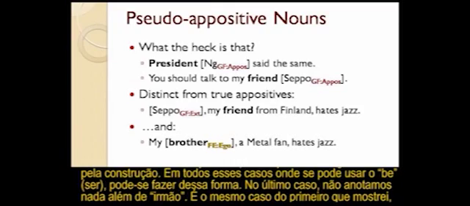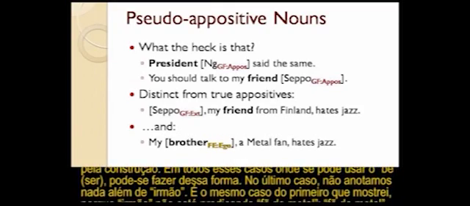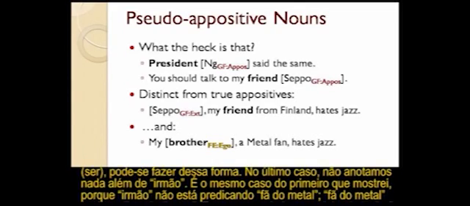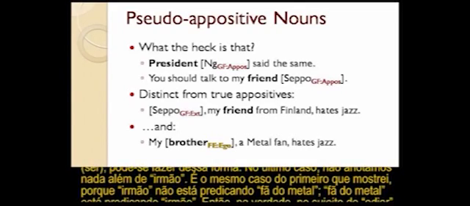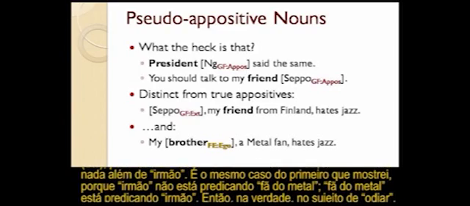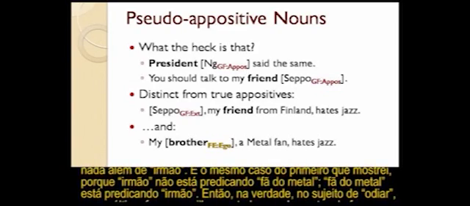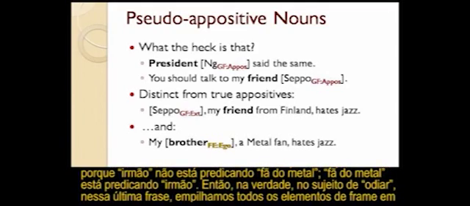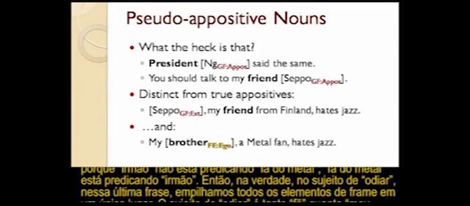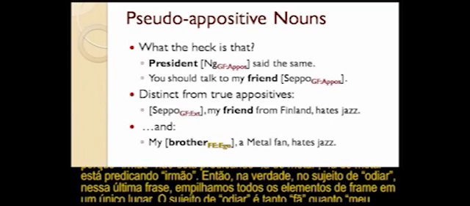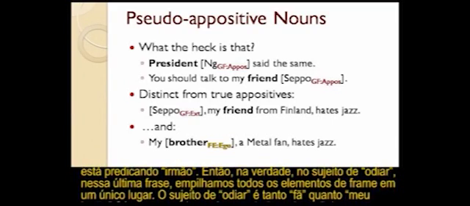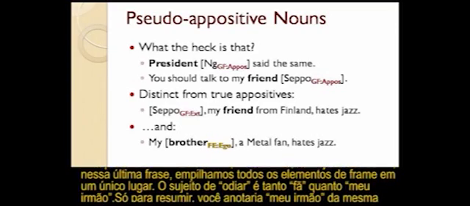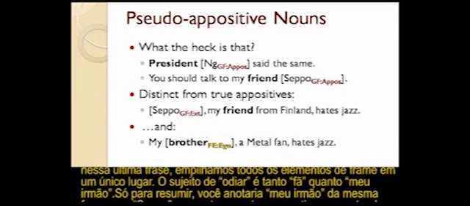In the last case, we don't annotate anything other than brother. So this is the same as the first case I was giving you, because brother is not predicating of metal fan. Metal fan is predicating of brother, so that actually in the subject of hate, in this last sentence, you end up piling up all the frame elements all in one place. So the subject of hate is both a fan and my brother.